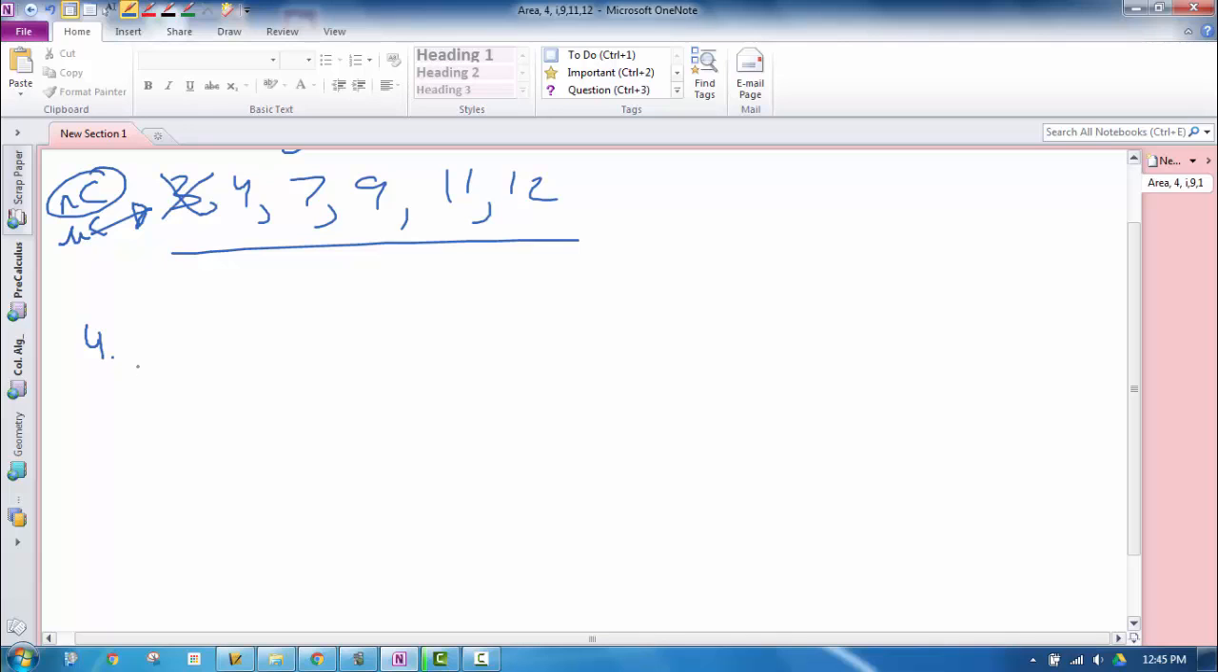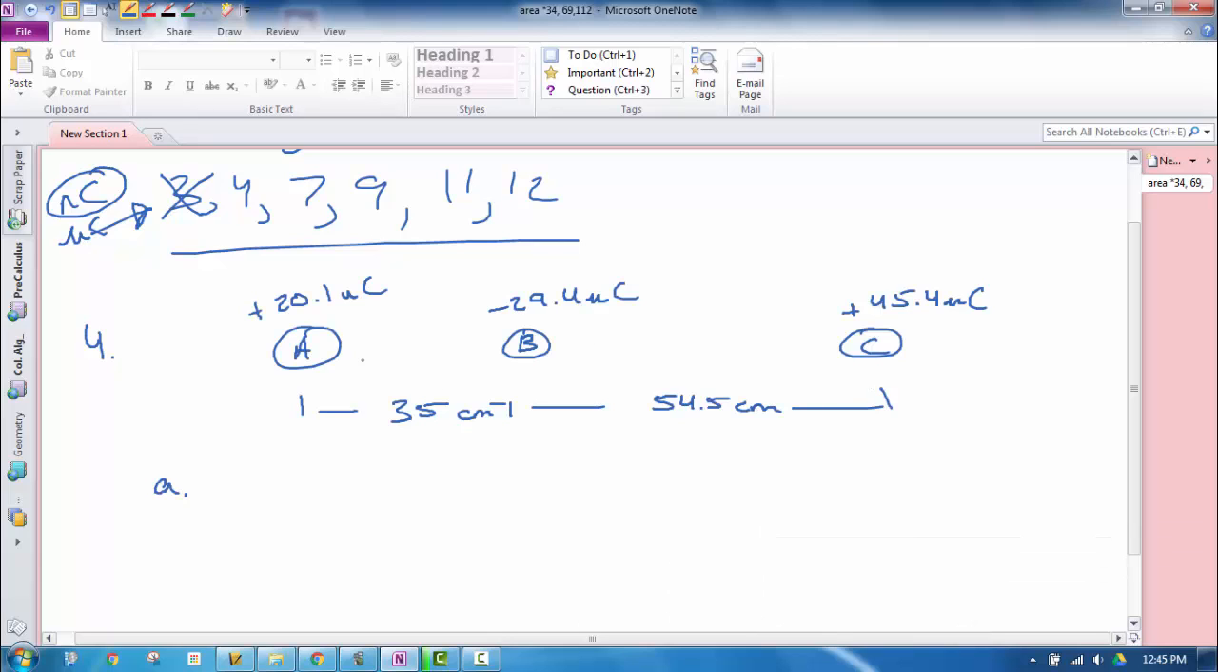All right, number 4, the next problem, says 3 charged particles are placed in a line as shown. So let me draw this real quick. You have this image here. We have these 3 charges placed at these distances. Part A says find the magnitude and direction of the force on particle A. Particle A right here is going to have 2 forces on it. It's going to have a force from this charge right here, the 29 microcoulomb, and also a force from this one. So we need to combine both of those. Let's find both of them individually.